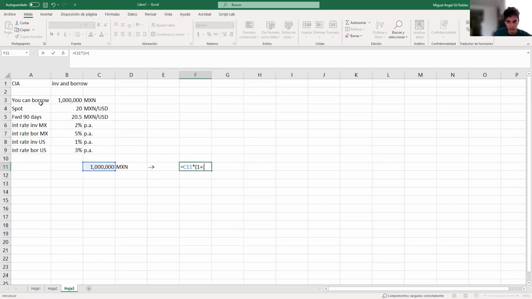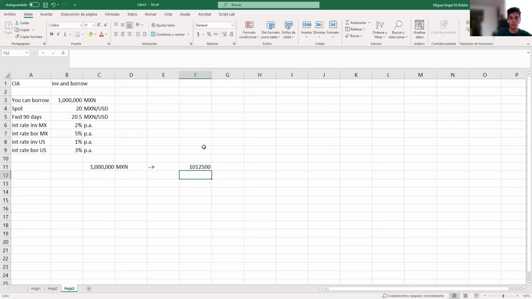If it doesn't say that, if it says you have the money or whatever, you are going to use the investment rate. But if it says you can borrow, as in here, or you are borrowing, or anything related to borrowing, it's going to be the borrow rate. So borrowing rate, 5% times 90, because it's 90 days, and then over 360.